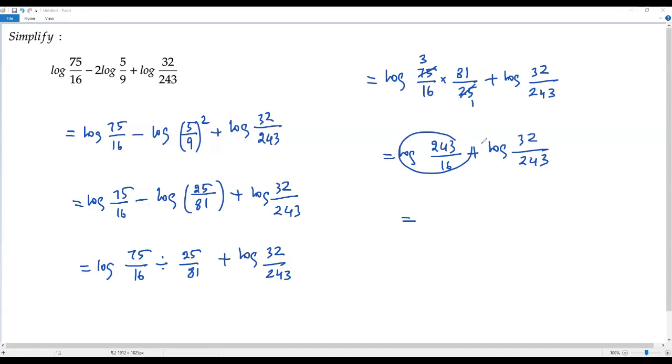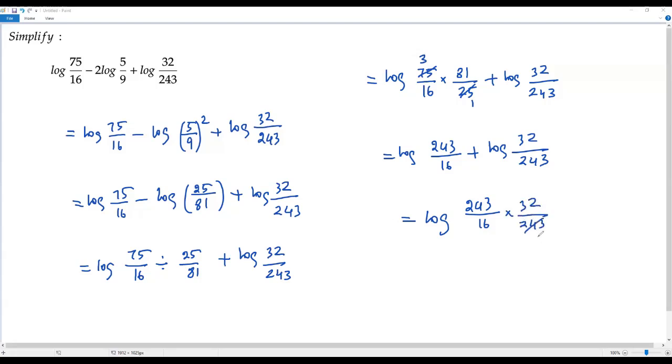Okay, here we are adding two logarithms with the same base. The base is 10, we have to assume, because the base is not given. So we have to understand this is a common logarithm. I mean, both the logarithms are common logarithms, and we have the base 10. So whenever we have two logarithms with the same base being added, we have to write the logarithm once with the base, and we have to multiply the arguments. So when I multiply the arguments, I'm getting 243 over 16 times 32 over 243.